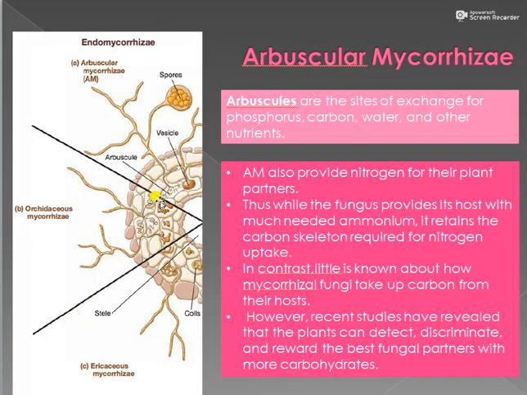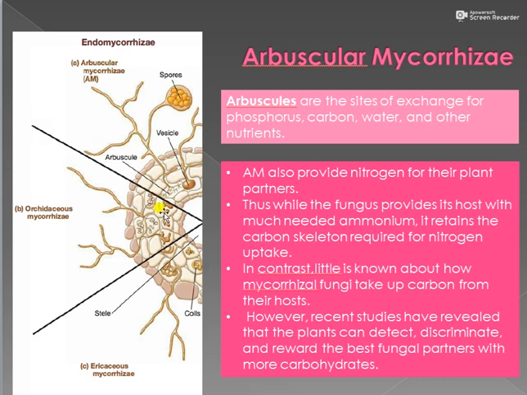Let me just go into the picture of it. You can see that arbuscules are these tree-like elements found within the particular cell. Now, what is the role of arbuscular mycorrhiza? These are usually the sites of exchange of nutrients like phosphorus, carbon, and water, as well as other nutrients that are transferred to the inside of the root with the help of arbuscular mycorrhiza. They provide nutrients such as nitrogen also to the plant, and while the fungus provides its host with much needed ammonium, it retains the carbon skeleton required for the nitrogen uptake.